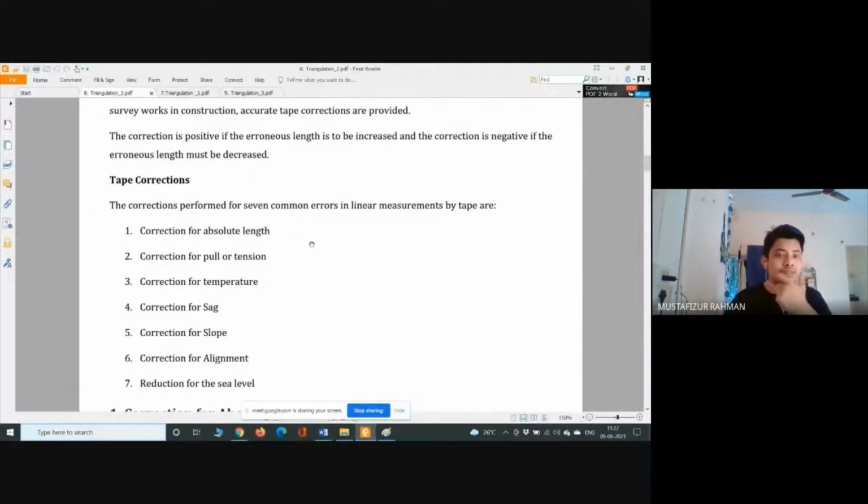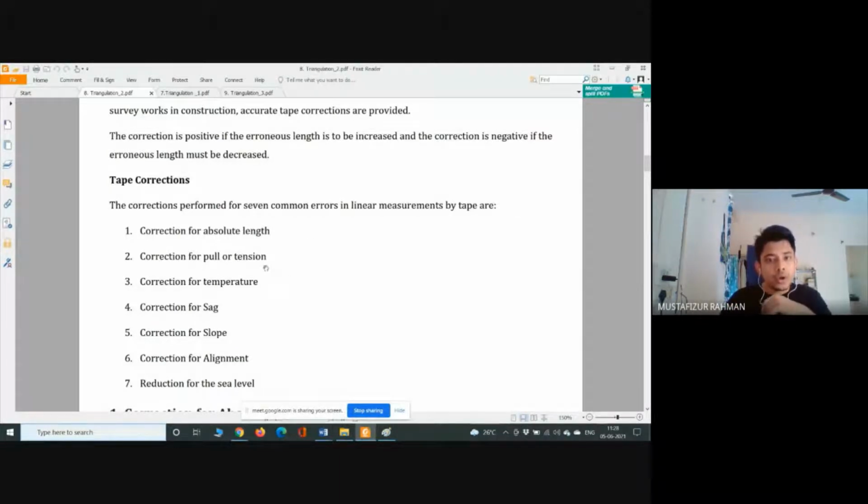Correction for absolute length. What it means is that the chain is written as 30 meter, but it is not 30 meter in actual length due to some defects in the chain or the tape. It is, say for example, 29 meter only. So what we will do, we will end up measuring 29 meter, but we will note down 30 meter. So there is an error of 1 meter. Fine. So that is one case.